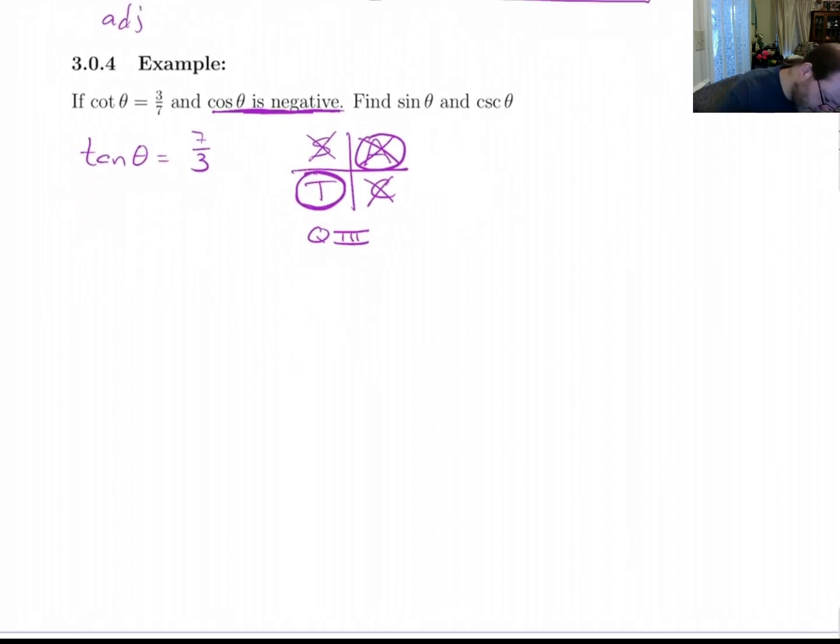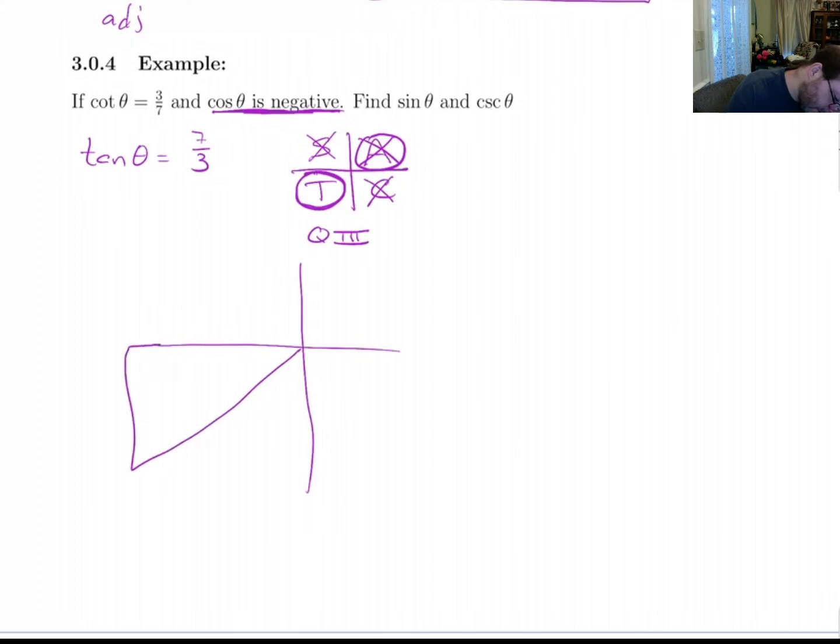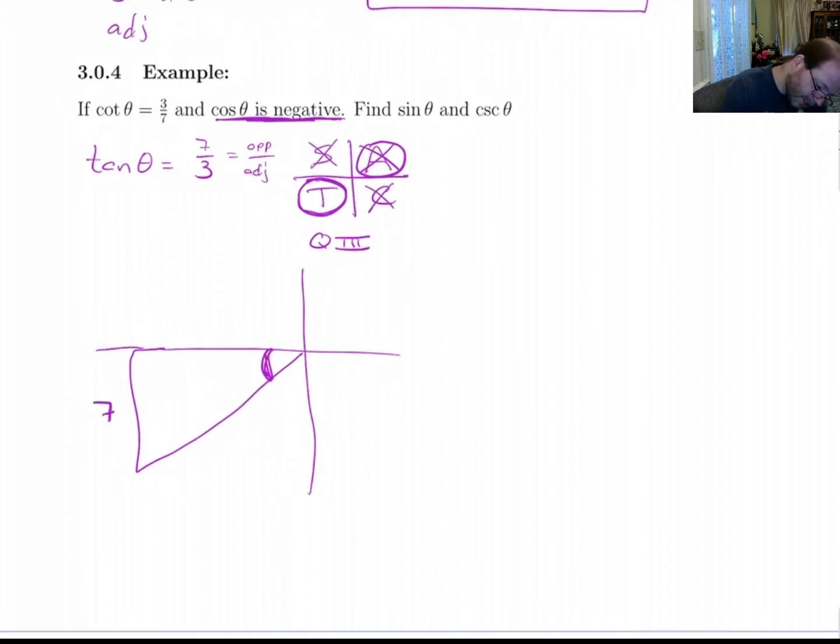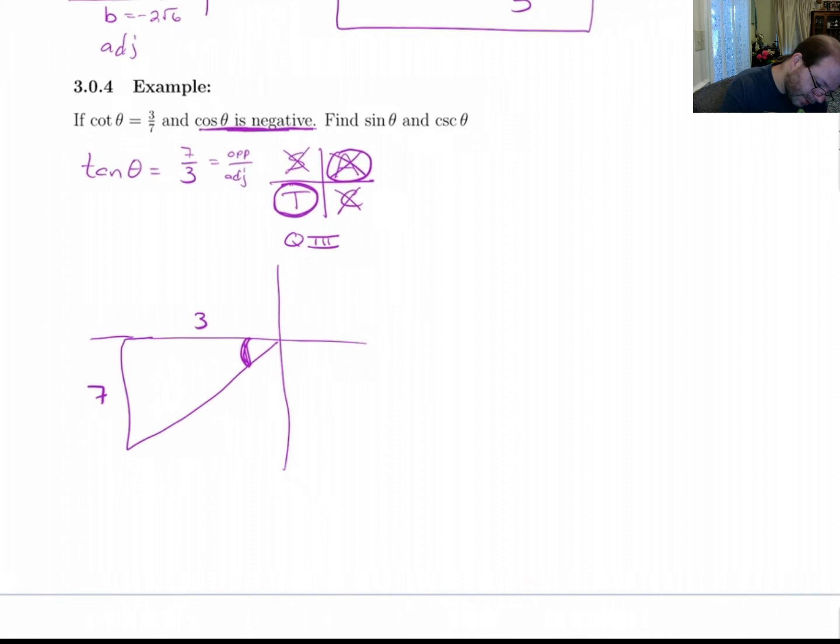All right, so now we'll draw this in. I'm going to draw in my triangle in quadrant 3. This is my reference angle. And tangent is 7/3, and 7/3 is the opposite over adjacent, because of SOHCAHTOA. So the opposite side from here is 7, and the adjacent side is 3. Now really, since we're in the third quadrant, those are the coordinates of this point. So both of these numbers should be negative.